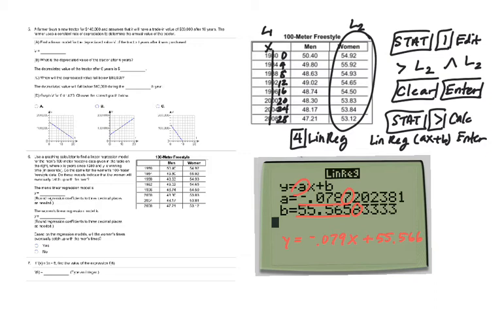And then the next part says, based on the regression models, will the women's time eventually catch up with the men's time? So in order to determine if the women's time will catch up with the men's time, we'll take the two equations and set them equal to one another to see if there's a value of x for which the two equations are equal. And if that's the case, that means the women will catch up with the men's time. Okay, so let's do that now.